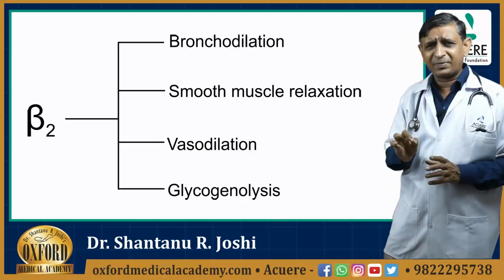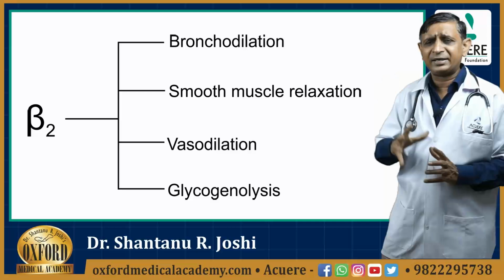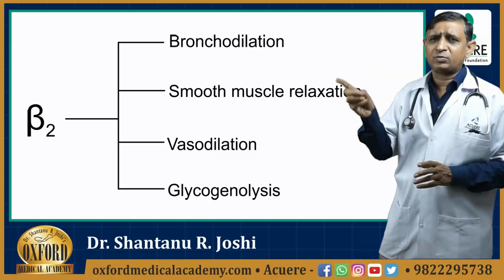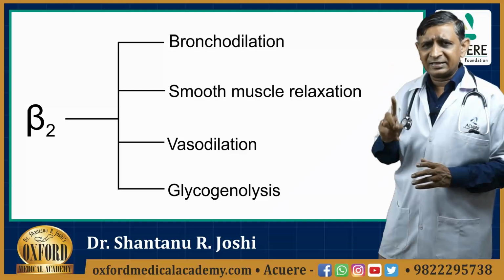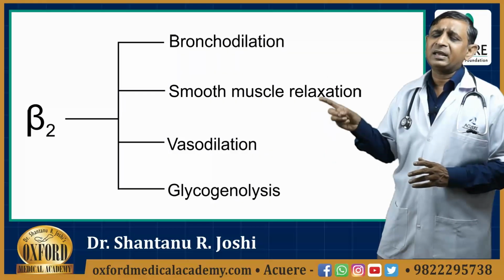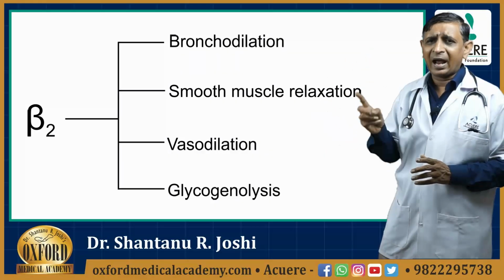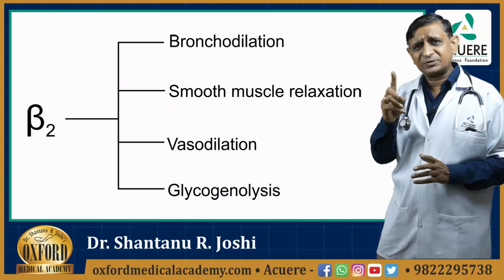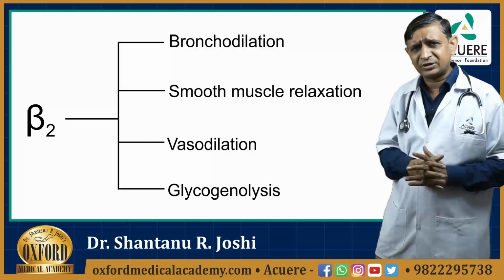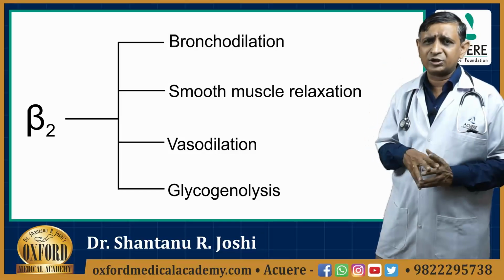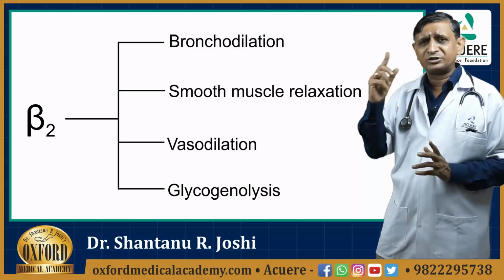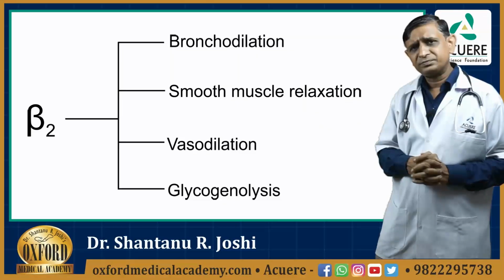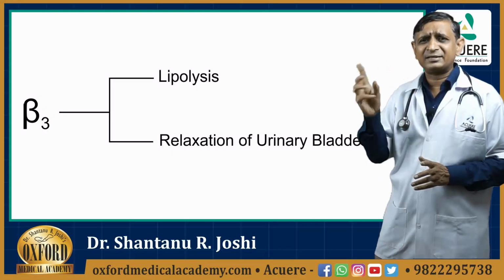Then comes beta 2. Beta 2 is principally related with bronchodilation. It is related with the smooth muscle relaxation of the viscera: the intestinal, the biliary, the urinary, and the uterine muscles are relaxed. It is also responsible for vasodilation, and beta 2 is also responsible for glycogenolysis, means conversion of glycogen into glucose.